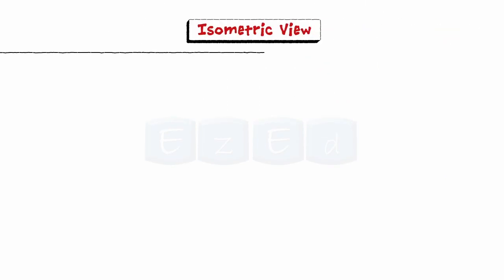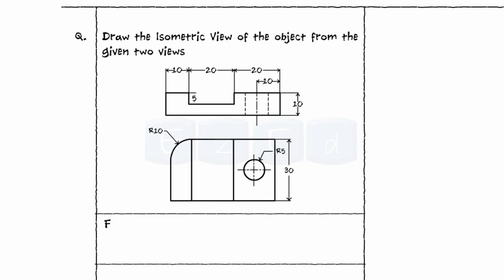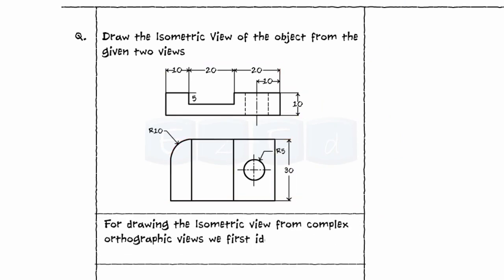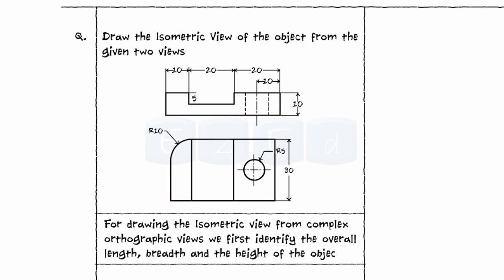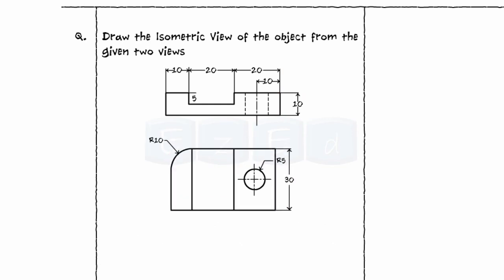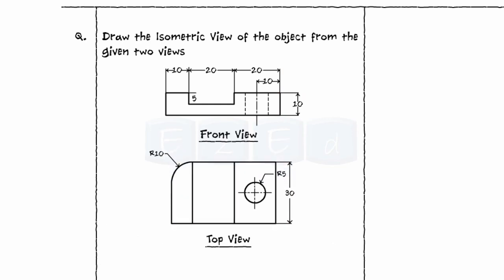Next, let us draw isometric view of an object. Draw the isometric view of the object from the given two views. For drawing the isometric view from complex orthographic views, we first identify the overall length, breadth, and the height of the object. The given two views are the front view and the top view of the object.